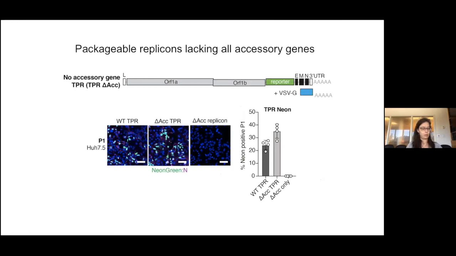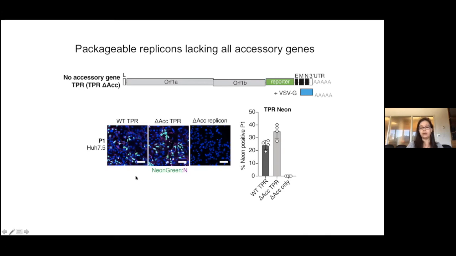Next, we wanted to add additional layers of attenuation to the trans-packaged replicons. One of these strategies was to work with the NSP1 trans-packaged replicons, because we already showed that NSP1 is really important for reducing the interferon response. So potentially these might be less pathogenic in vivo, although this still has to be tested. The other strategy was to remove all the accessory genes. We know that the accessory genes are not strictly required for replication, but they do play an important role in pathogenesis. So we removed them and left only the structural genes, E, M, and N.